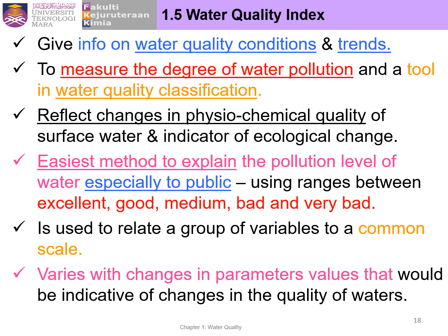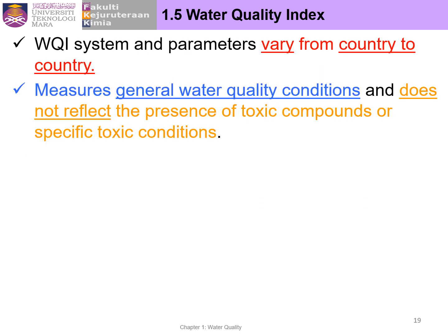For example, remember we had water shortage in Selangor. So we measure the quality of water of the dam, the river dam, and then whether it is good, bad, okay, poor, and so on.